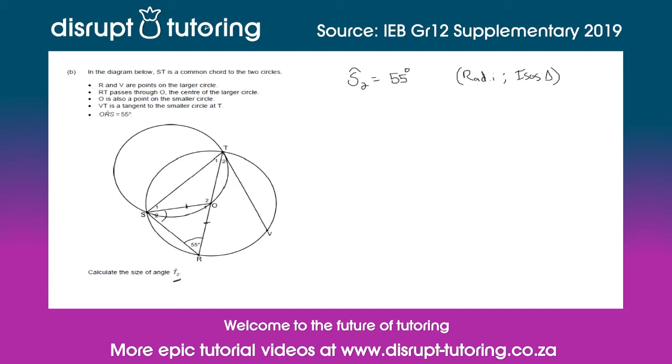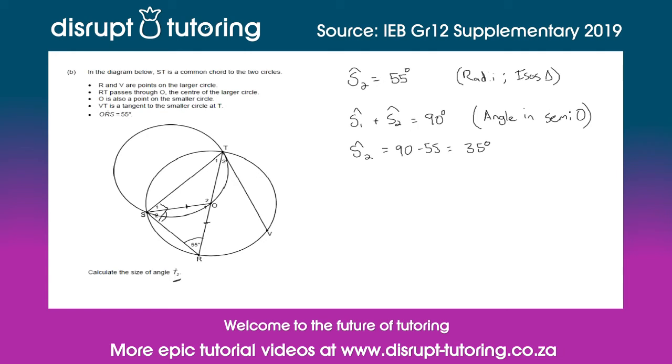Then we can see here that the full angle of S, so S1 plus S2, must equal 90 degrees, and the reason is that angles in a semicircle equal 90 degrees. So your reason here is angles in a semicircle. Therefore, we can conclude that angle S2 should equal 90 minus 55 because of our previous statement, which means it equals 35 degrees.